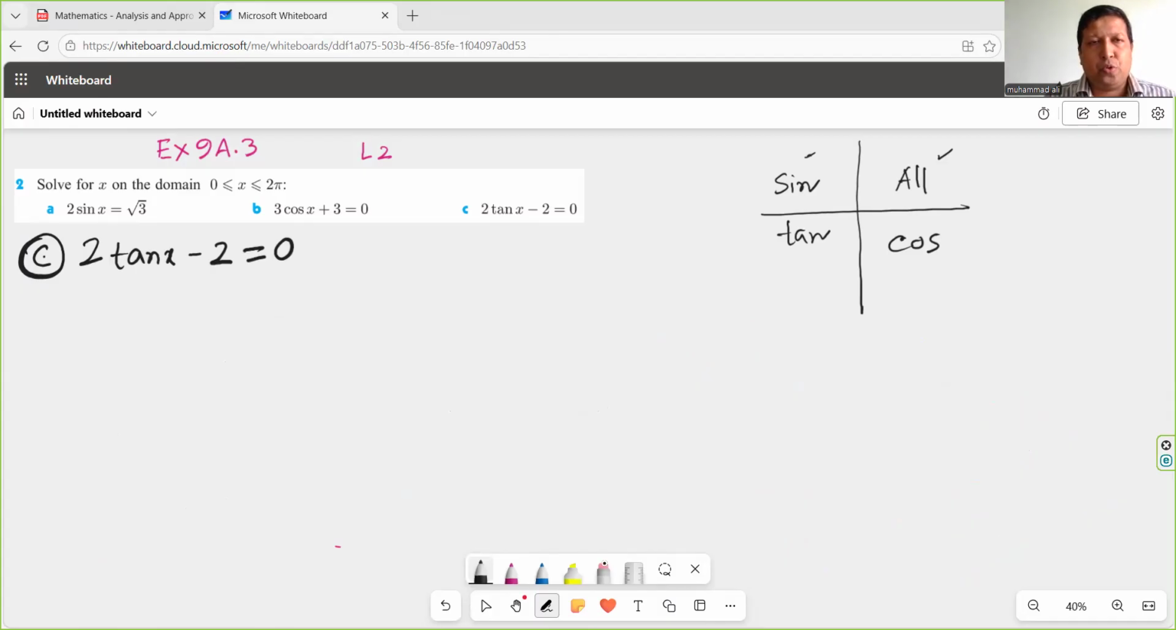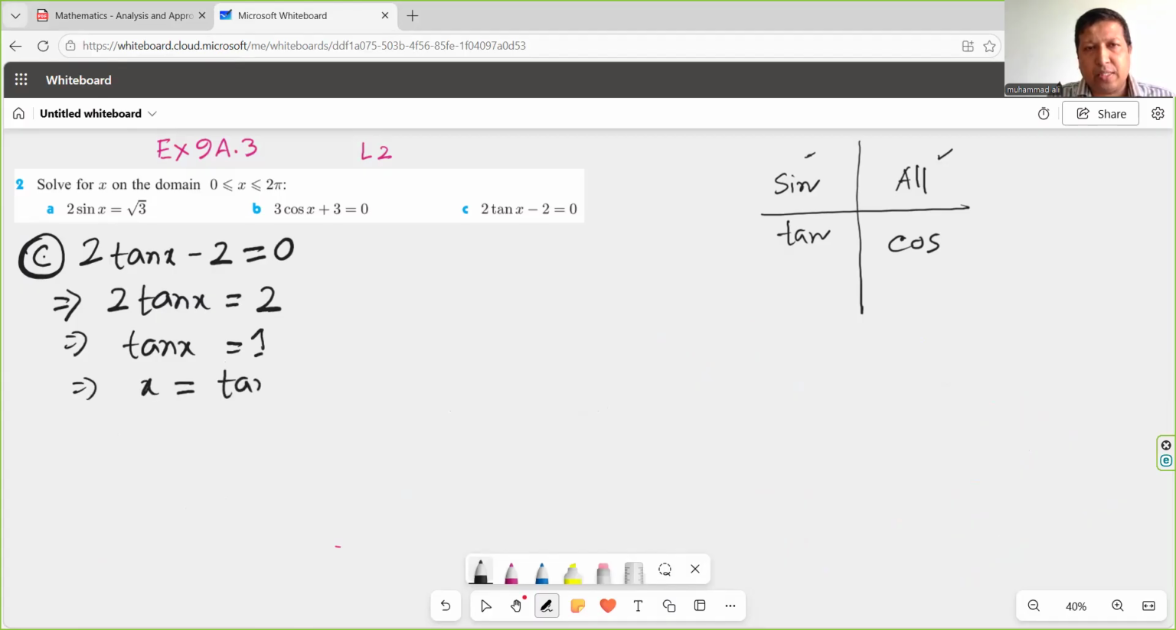Number C: tan x minus 1 equals 0. So we have to write here tan x equals 1. Now x equals tan inverse 1. It will be pi by 4. So tan is positive in the first quadrant, also in the third quadrant.